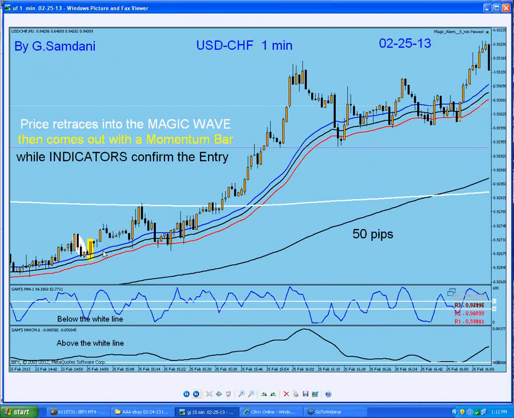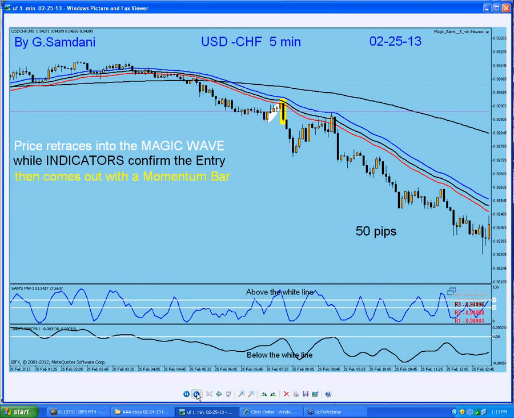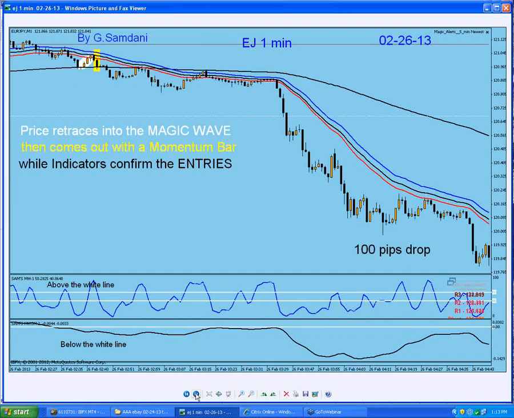Okay. This was an entry on Euro Franc 1 minute, same day, 2/25. 2/25 was an awesome day. This was a nice entry here at 2/25 again, USD Franc, 5 minute to the downside. This was EJ 1 minute, 2/26 the next day. Same thing repeats again and again, especially around Frankie Open and in London. Frankie Open, mostly the setup sets up, and then it plays out right after the London Open because the volume comes in.